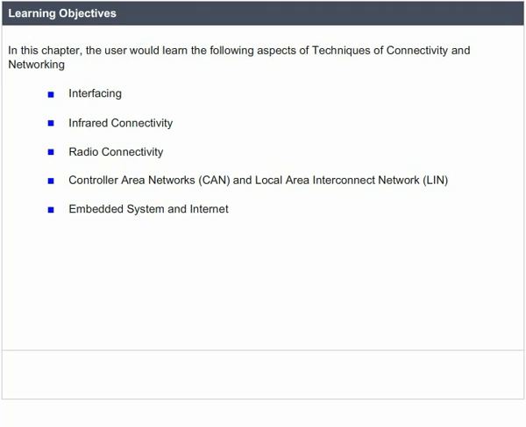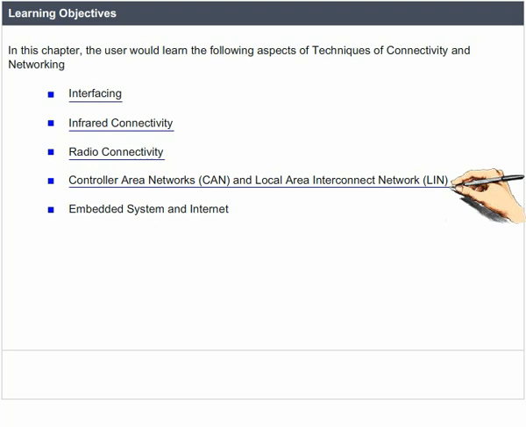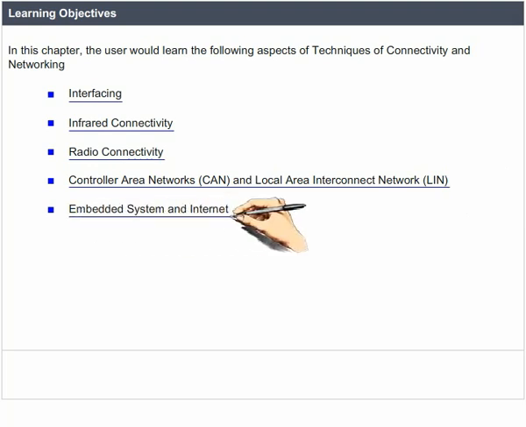Learning objectives. In this chapter, the user would learn the following aspects of techniques of connectivity and networking: interfacing, infrared connectivity, radio connectivity, controller area networks (CAN), and local interconnect network (LIN), embedded system and internet.